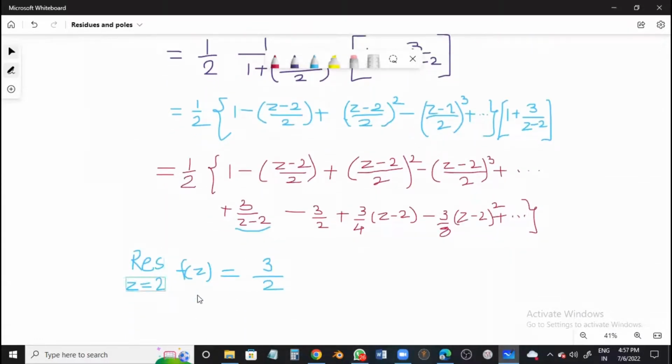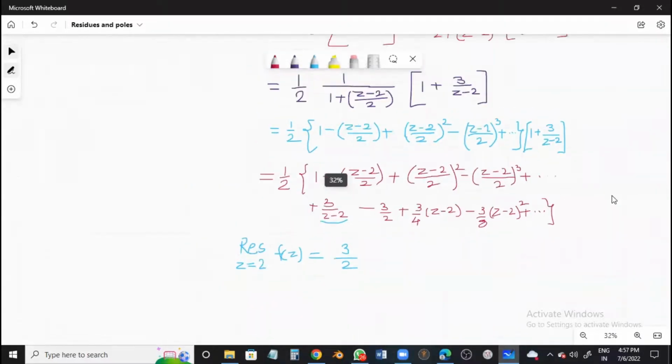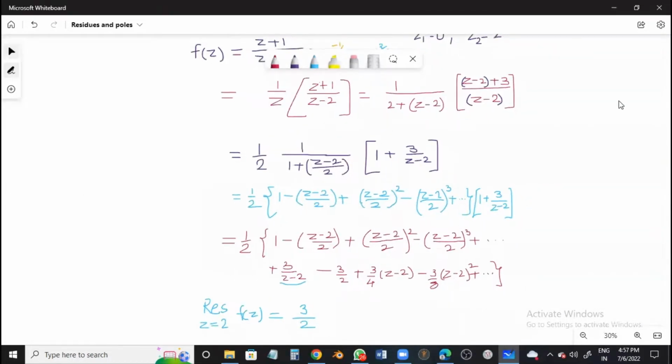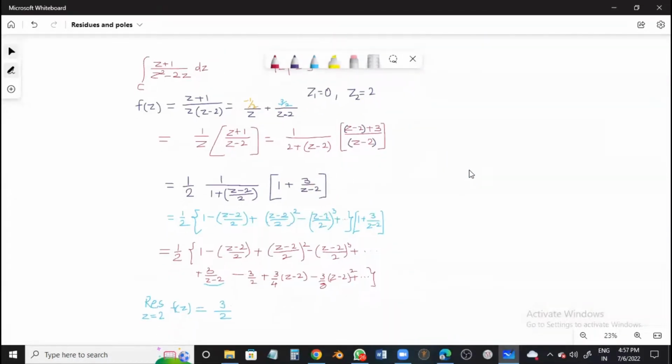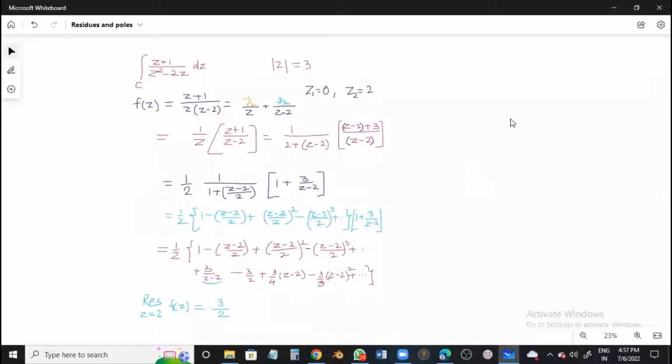This is at z equal to 2. So if you want the screenshot of this, I think I should reduce it. Yes, now you can take it. Okay, hope you are ready. Ready for the next part?